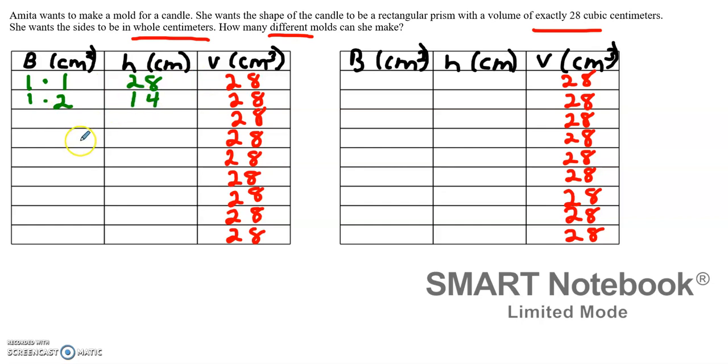Then I go 1 times 3. Well, 1 times 3 is 3. Does 3 times any whole number give me 28? The answer is no, so I'm not writing that down. Then I have 1 times 4.